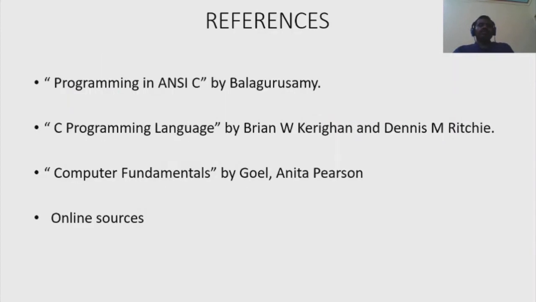These are all the references for the first unit: Programming in ANSI C by Balagurusamy, The C Programming Language by Brian W. Kernighan and Dennis Ritchie, Computer Fundamentals by Goel, Anita, Pearson, and online sources.